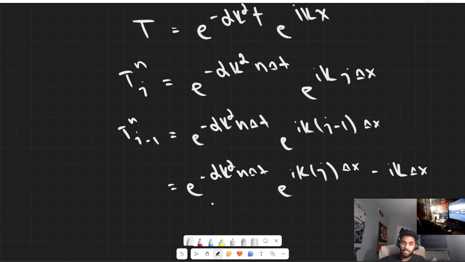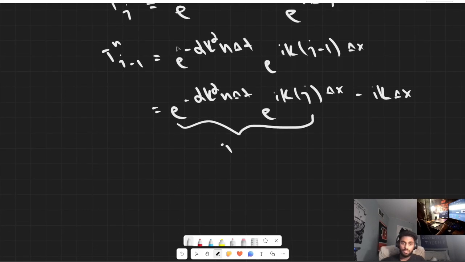Now recognize that this here is just equal to T_j at time n. So what we really get is an expression that looks like this.